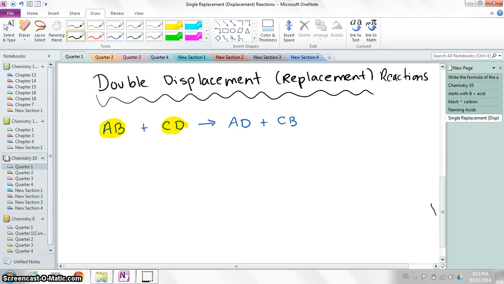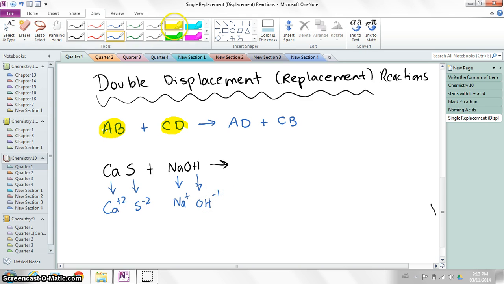So let's try one. Let's say you have calcium sulfide reacting with sodium hydroxide. So here we have two compounds, so we know it's going to be double displacement. What you have to do is figure out what the ions are, and then figure out which ions switch. And remember, opposite ions attract. So calcium ion will be attracted to the hydroxide ion because they're oppositely charged, and the sodium ion will be attracted to the sulfide ion.